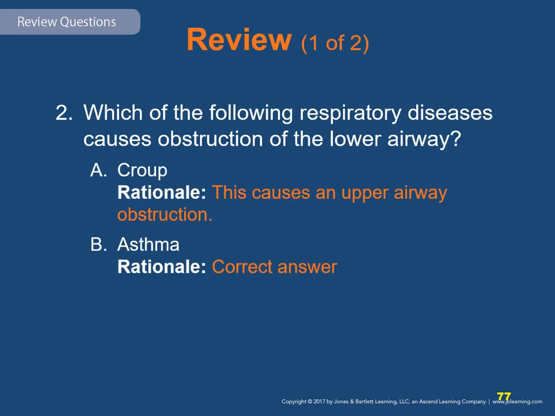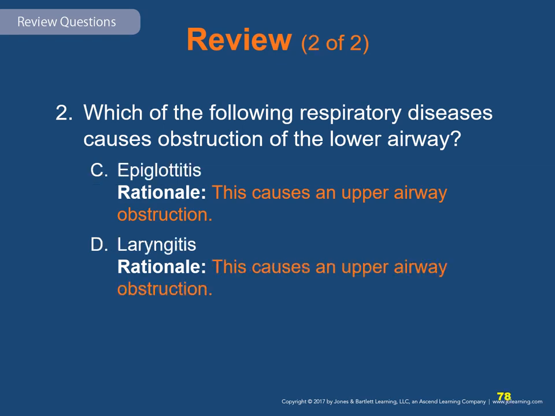Croup, this causes an upper airway obstruction. Asthma causes a lower airway obstruction by causing constriction of the bronchioles. Epiglottitis, this causes an upper airway obstruction. It's inflammation of the epiglottis. Laryngitis, this also causes upper airway obstruction.